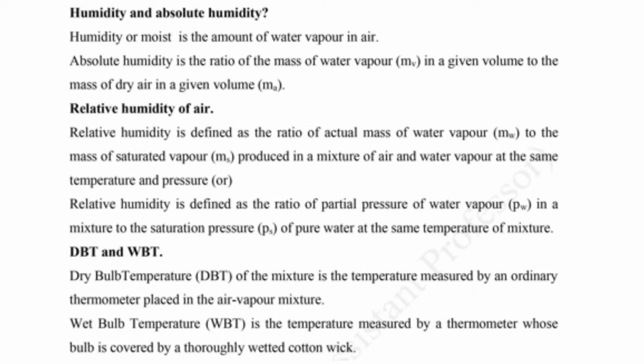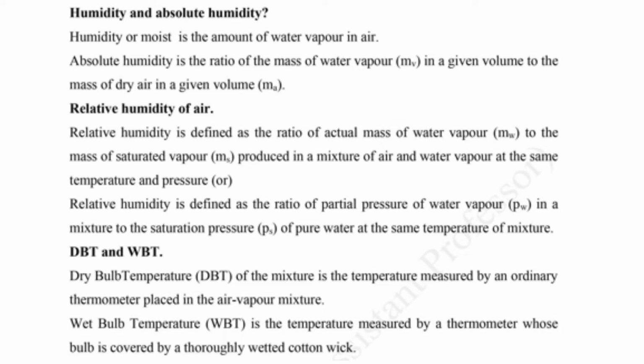The relative humidity of air is defined as the ratio of actual mass of water vapor to the mass of saturated vapor produced in a mixture of air and water vapor at the same temperature and pressure. Relative humidity is also defined as the ratio of partial pressure of water vapor in a mixture to the saturation pressure of pure water at the same temperature of the mixture.